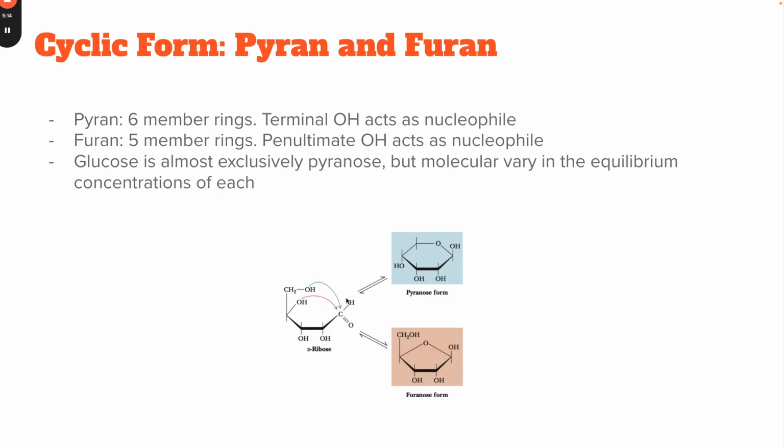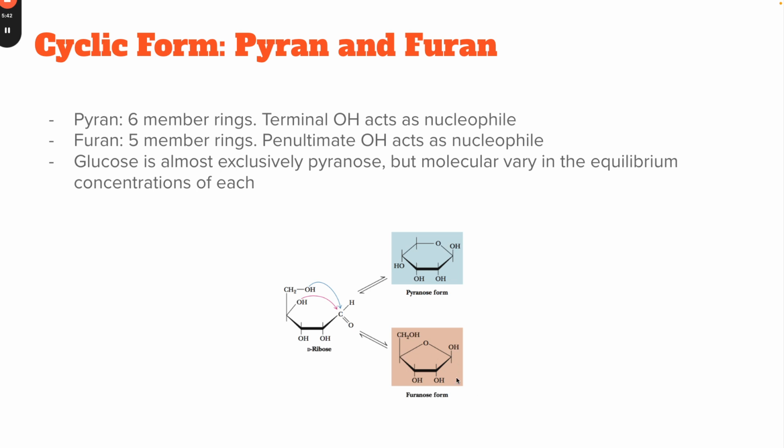We have the cyclic form, so pyran versus furan. So pyrans are 6-member rings, and the terminal OH acts as a nucleophile, whereas furans, we have 5-member rings, and the penultimate OH acts as a nucleophile. So if we have that linear form, the terminal OH will act as a nucleophile and form a pyran ring, which is this top blue highlighted sugar. And then if we have the penultimate OH attack, we have a furanose form.